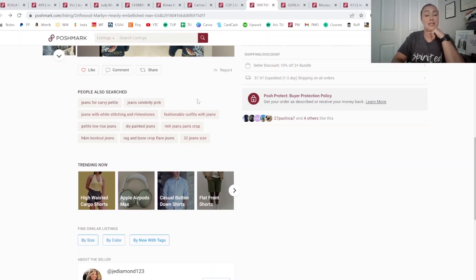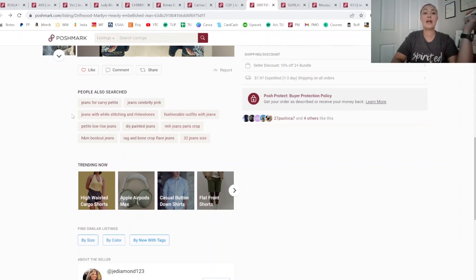Jeans for curvy petite, okay. Jeans celebrity pink. Now, like jeans for curvy petite. So if you have plus size jeans that are petite, you could add the word curvy. Not everything that somebody searches for is new information, right? We might already be doing these things. So jeans is already going to be in our listing. Petite, if it's size petite, we should already have that in there as a size, or Poshmark's already going to find it based on the size. But do you have curvy if it is plus size?